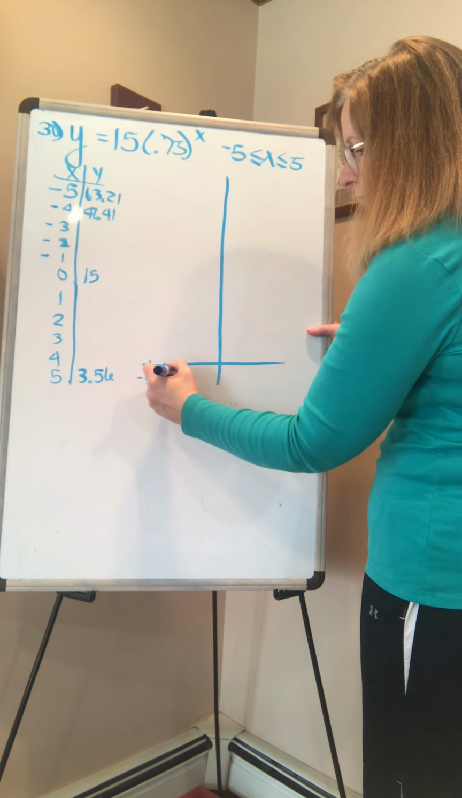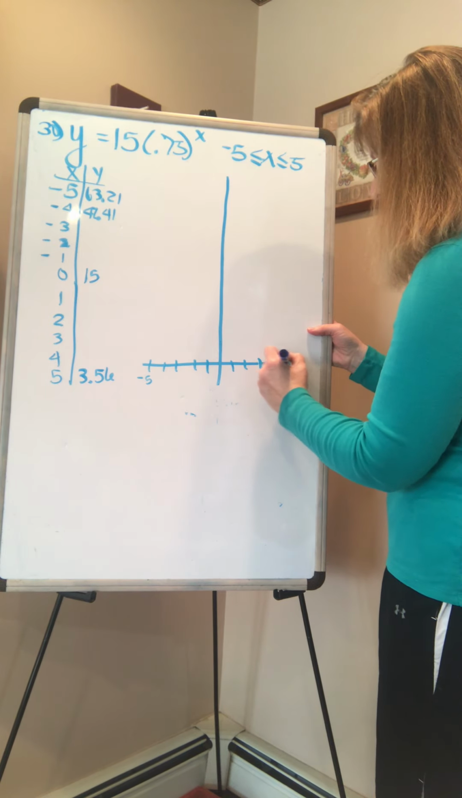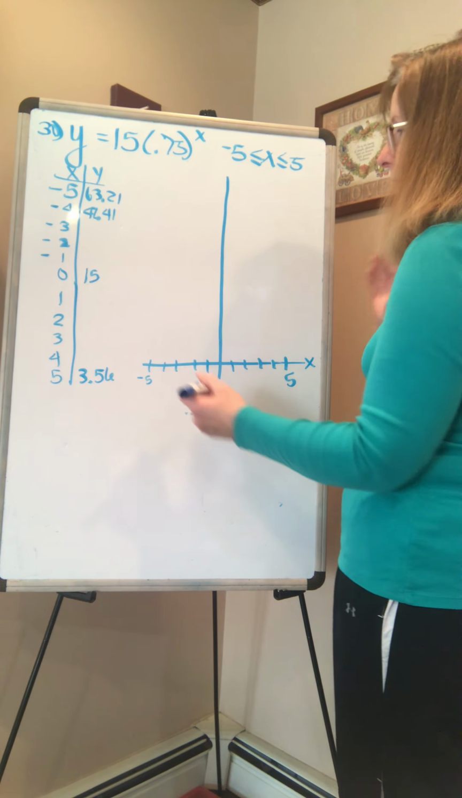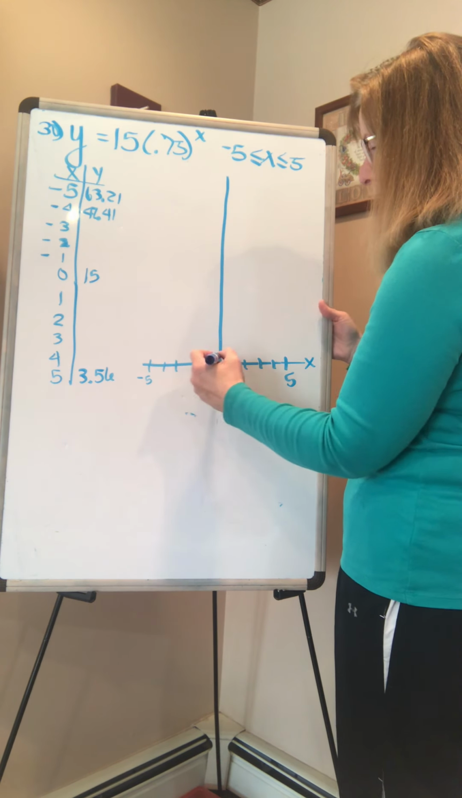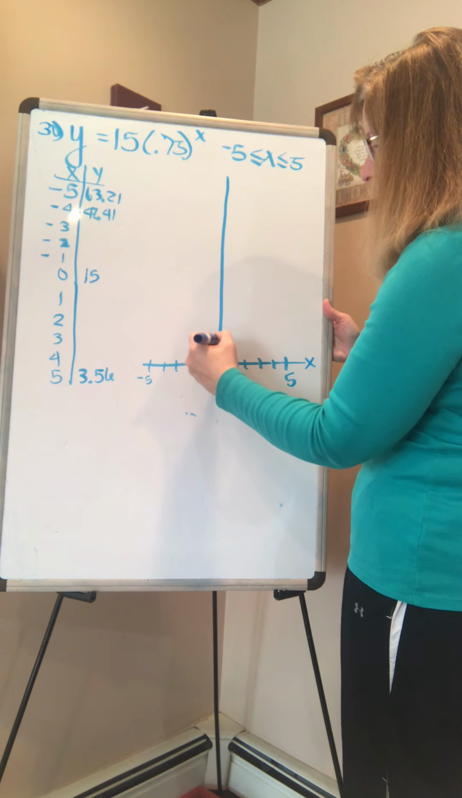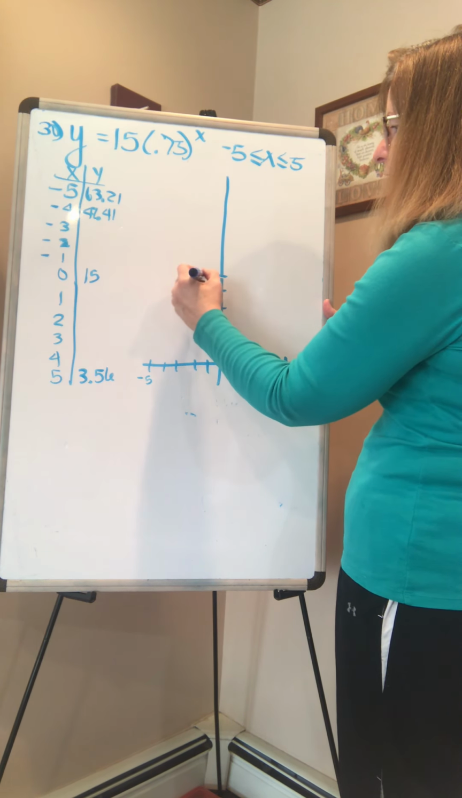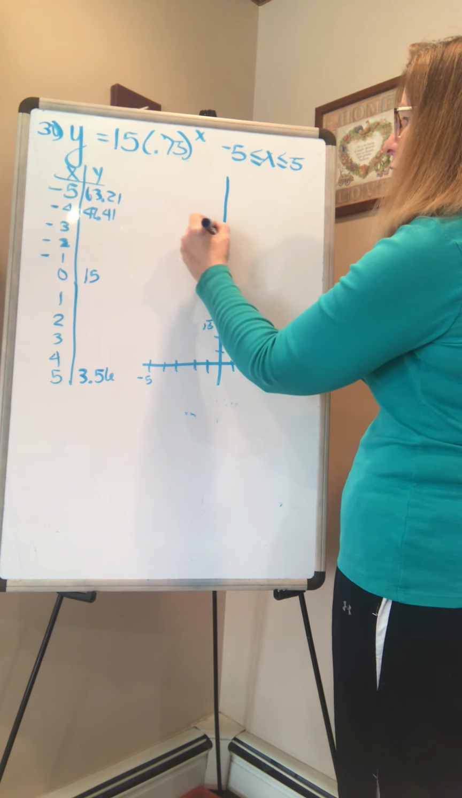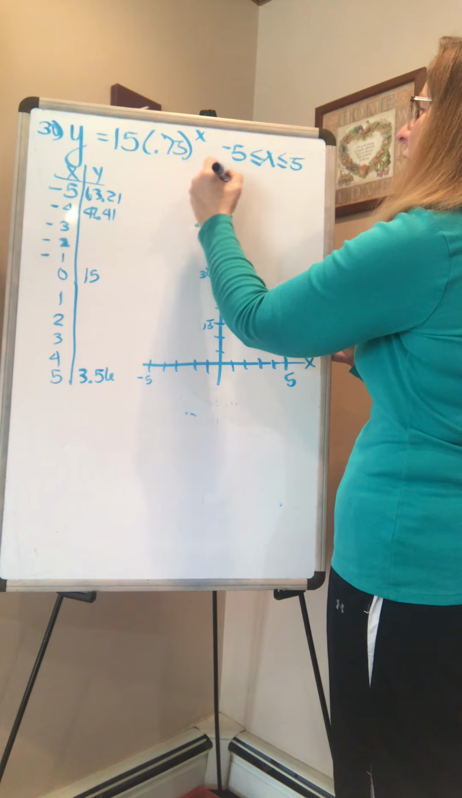-5, 5, and I have at 0, 15. So let's go, and we have to go up to 65. So 5, 10, 15, 20, 25, 30, 35, 40, 45, 50, 55, 60, 65.